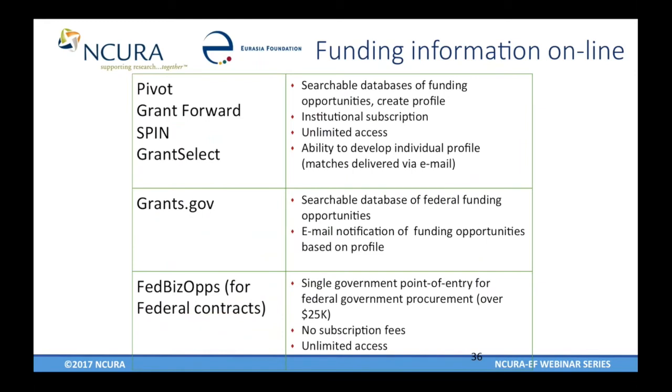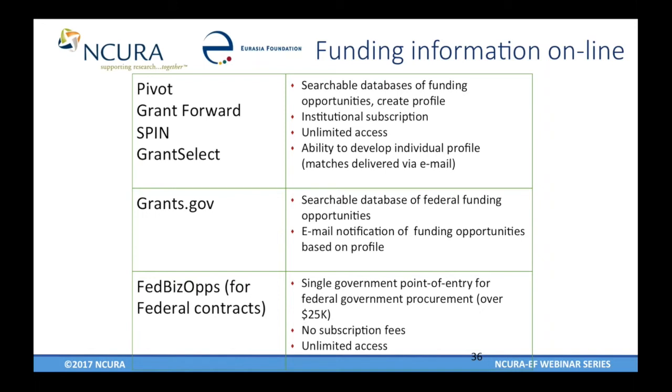I've already talked about Grants.gov for finding federal assistance awards. FedBizOpps is where to look for federal procurement or contracts. Like Grants.gov, FedBizOpps has a free search mechanism on their website. For foundations, use the Foundation Center.